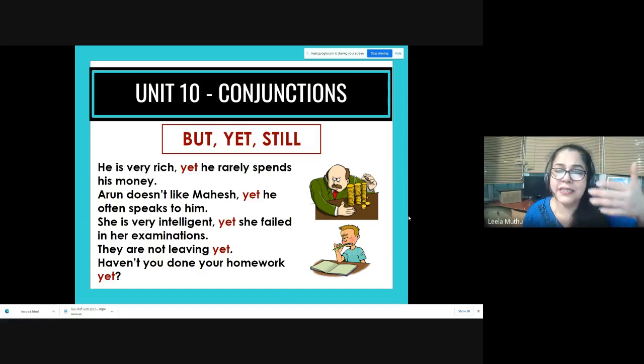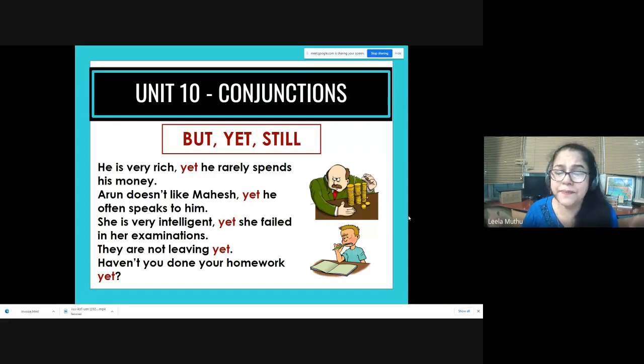So it's showing a state in which he has a lot of money, but another state which is contrasting, where he doesn't spend it. Arun doesn't like Mahesh, so you expect him not to have anything to do with him. Yet or but he often speaks to him, which is contrasting. You don't like somebody, but still you continue talking to him.